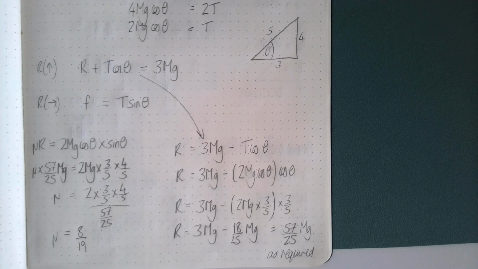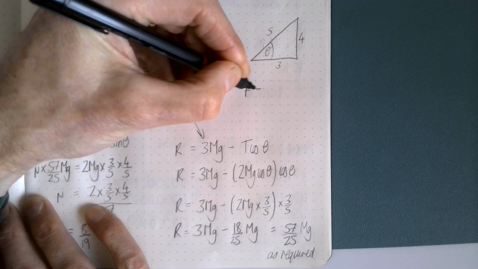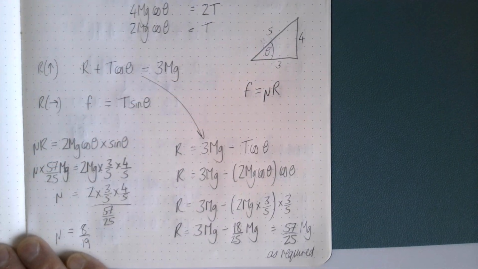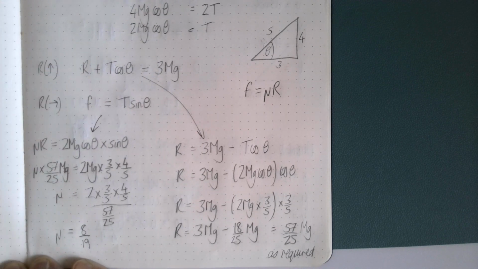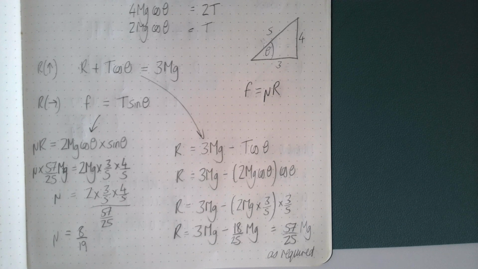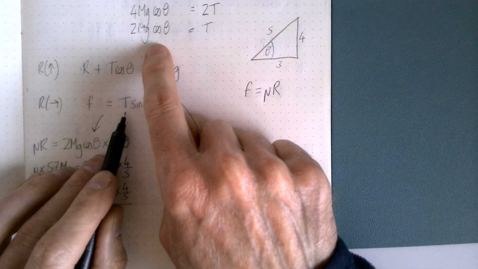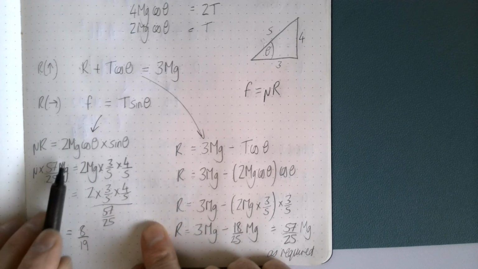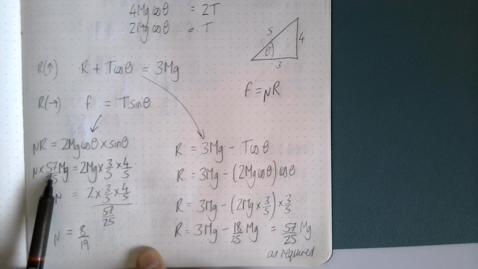We're then told to show that the coefficient of friction is 8 over 19. Well, the coefficient of friction comes from this formula F equals mu R. And we've got a formula with F here, so I'm going to use that formula here. It's in equilibrium still, and we're told that the rod is in limiting equilibrium, which means friction has reached its maximum value. So F is mu R, and T, remember, up here, is 2mg cos theta. So I've got 2mg cos theta times sine theta equals mu R, and don't forget we've just worked out what R is down here.